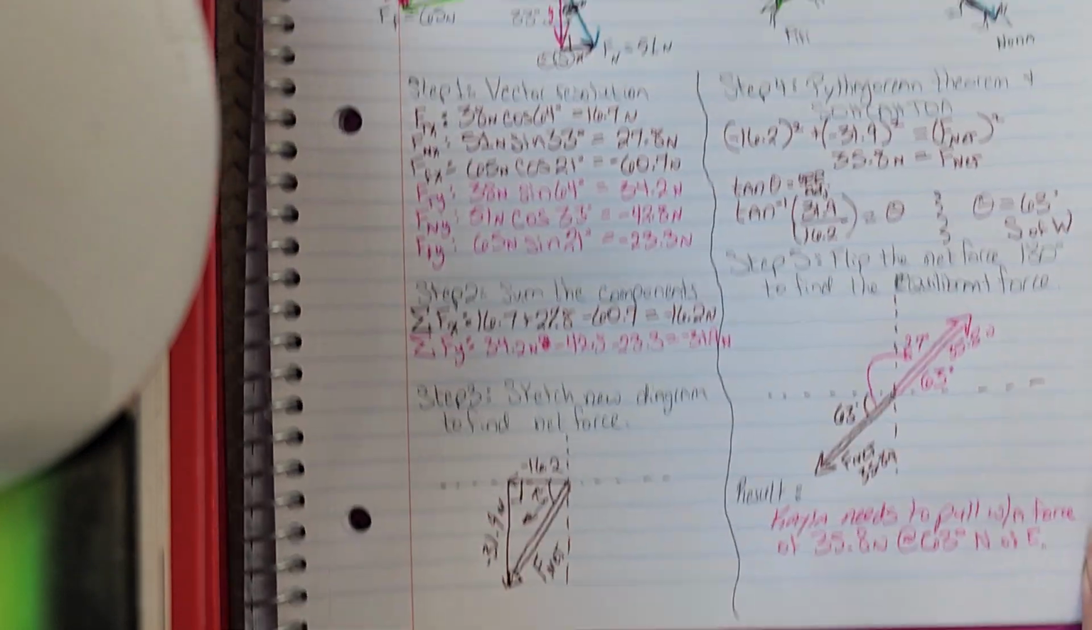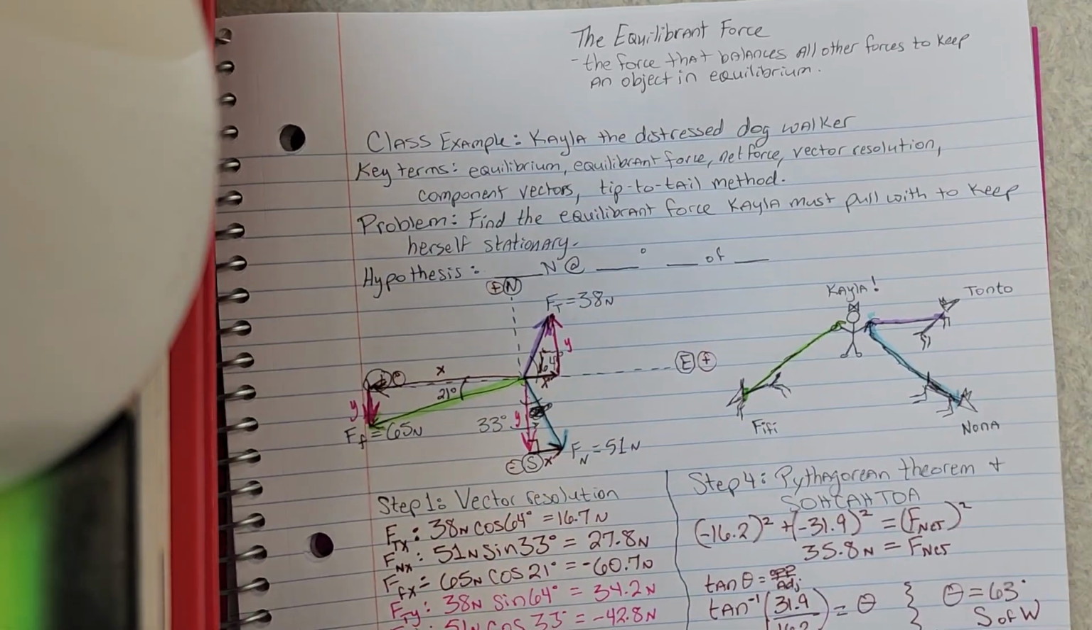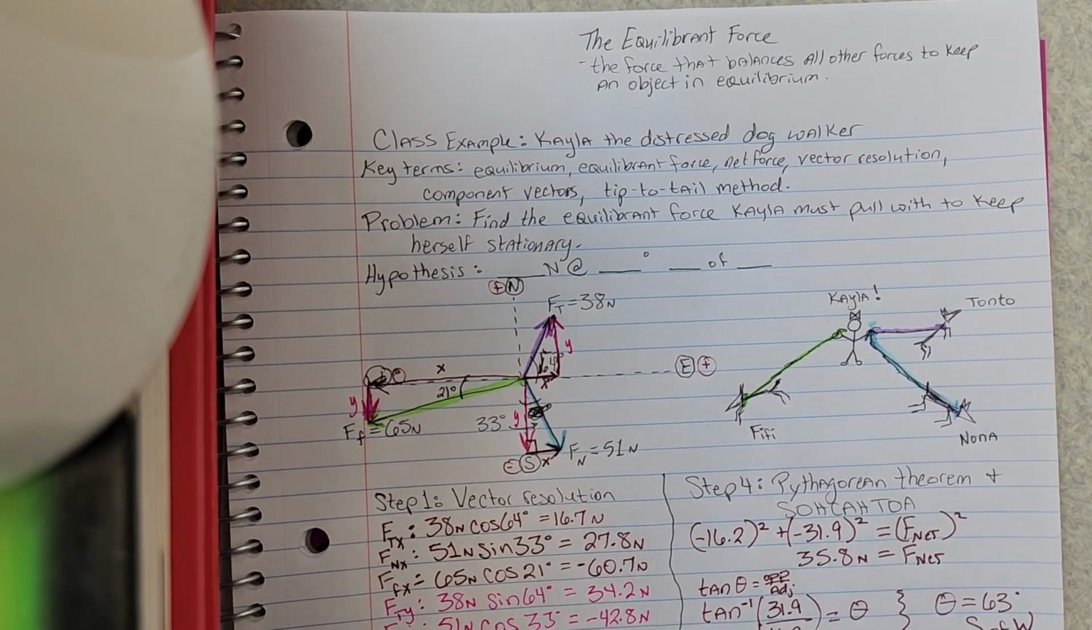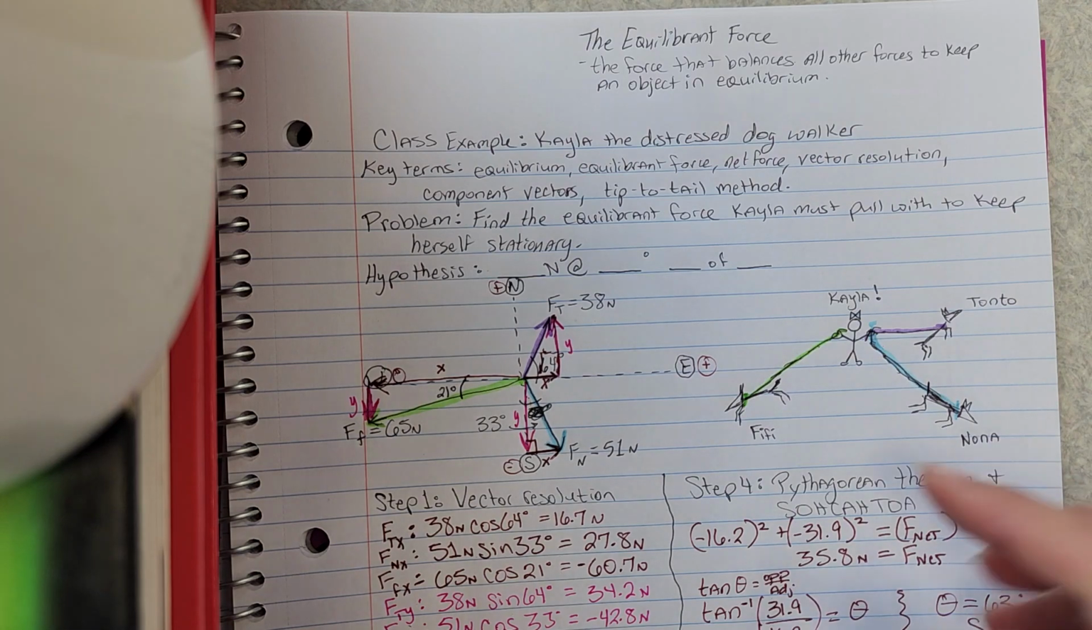All right, so that is how you find the equilibrant force. This can be applied to anything from nurses applying bandages to a wound to hold the wound closed, and hanging picture frames on the wall. The force downward of a picture frame would have to equal the force of tension in the strings holding it up.